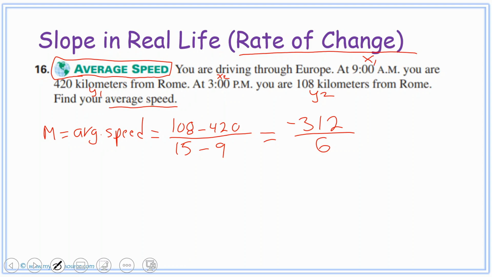And the answer to that is going to represent your kilometers per hour. Remember, the top row represents kilometers, and the bottom one is representing the difference in hours. So your answer is going to be in kilometers per hour. I'm just going to use a calculator for this one. You could do long division on the side. Let's see, 312 divided by 6. It's going to give us a nice rounded number, 52. So that's going to be 52 kilometers per hour was your speed while traveling.